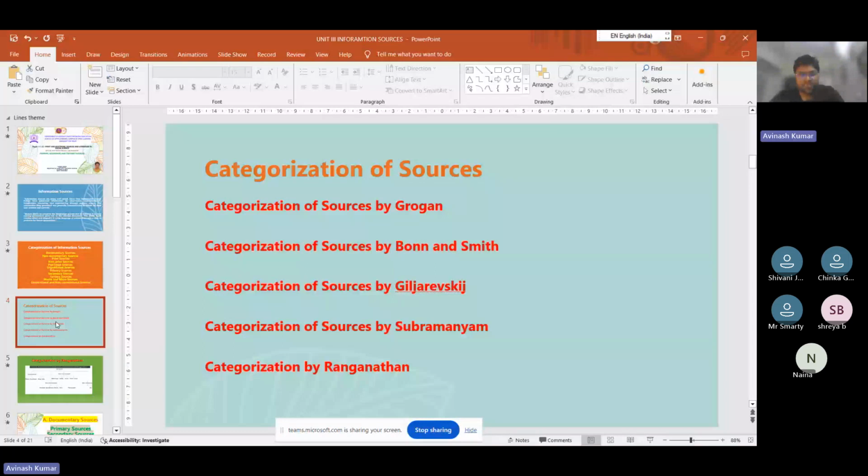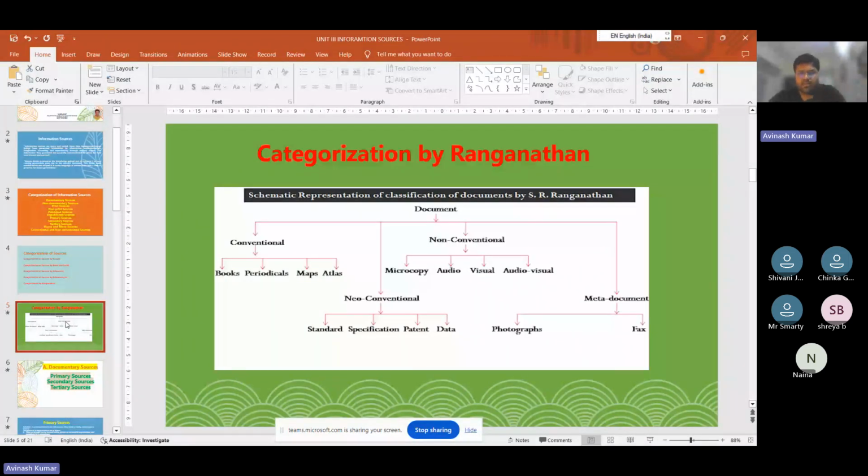Okay, so now next comes the categorization of Ranganathan. It is very important. What is the categorization of Ranganathan? In this you will see conventional, neo-conventional, non-conventional, and meta document. Conventional includes books, periodicals, maps and atlas, and neo-conventional includes standard, specification, patent and data.